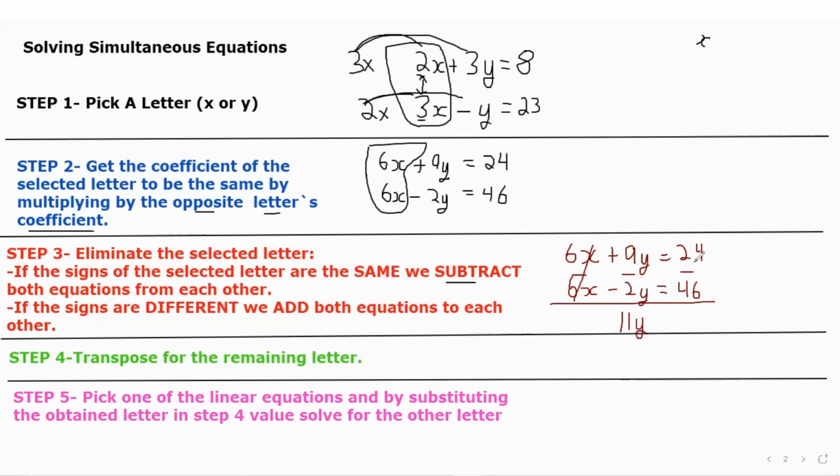So now we have 24 subtract 44, which is negative 22. So that part is done, and we're left with this piece here. Let's go. What does step 4 say? Transpose for the remaining letter.